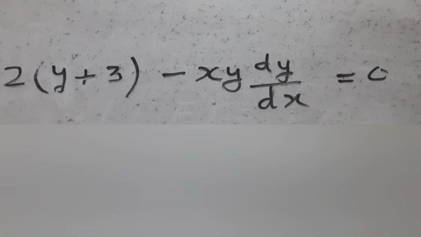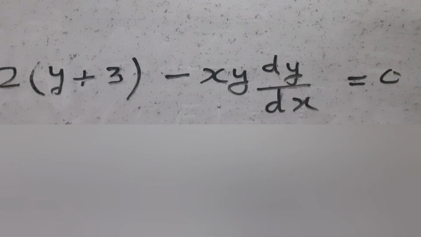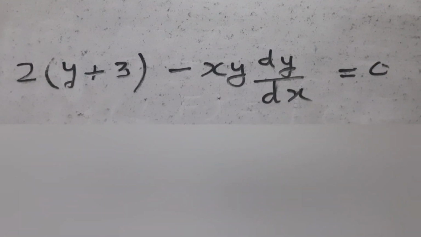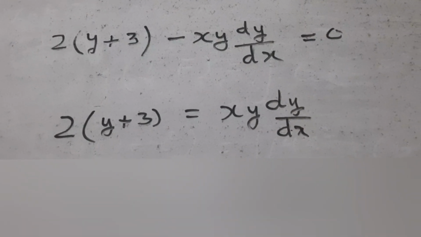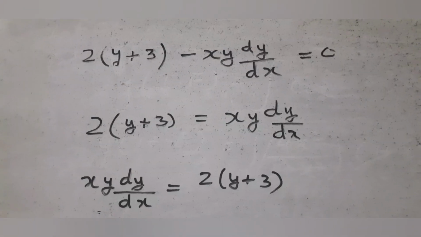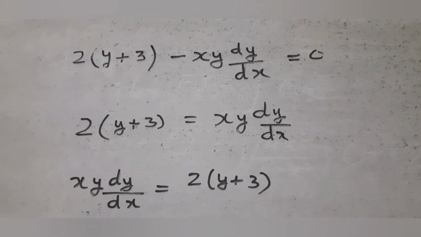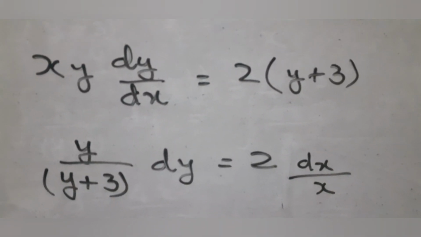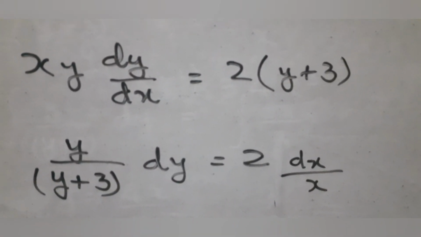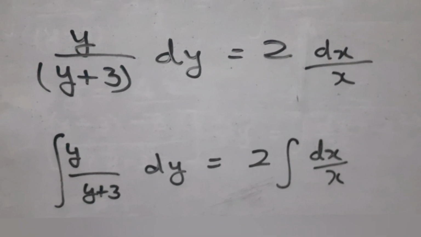We will try to express this in the variable separable form. So rearrange the terms. So y by brackets y plus 3 dy equal to 2 dx by x. Now we can integrate each side separately.